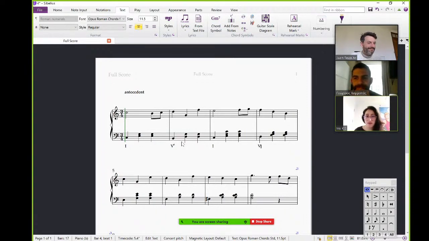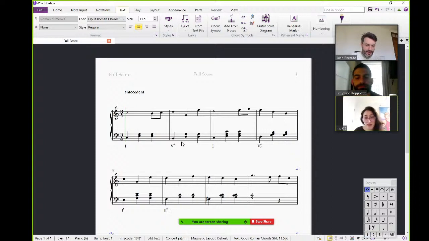4-3. Exactly, 4-3. And why? Oh my God, we have the 7. Sorry, it's true. I didn't read it. And then 1 again in first inversion. Good. And then we have the second, in first inversion. Thank you.